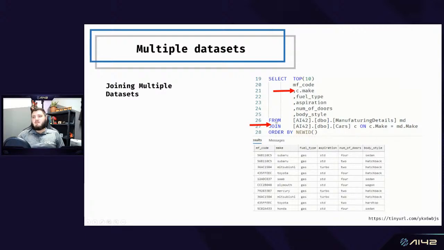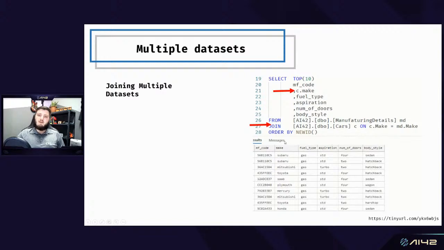So what I'm doing in this example is asking it to bring me back the top 10 records, specifying the columns. You'll see here I've specified columns from two different data sets. I've created a table called manufacturing details, which just contains the make and the manufacturing code of the cars that we are looking at. So now I want to bring the manufacturing code into my data set because it will add some value to the next phase of my data cleaning and data manipulation.